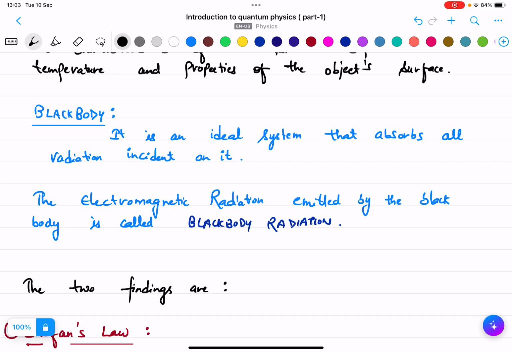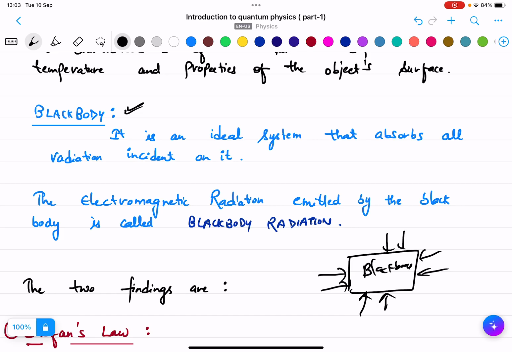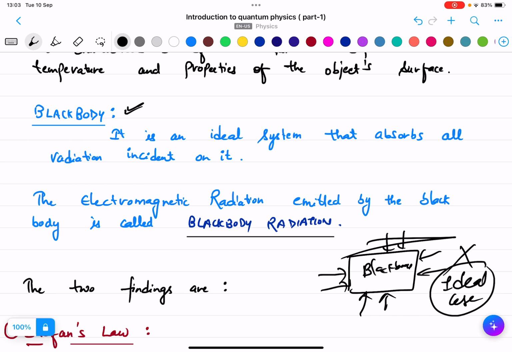What is a black body? Look here. It is an ideal system that absorbs all radiation incident on it. Suppose this is a black body here. Any radiation coming through, like this, here, anywhere, it absorbs all radiation incident on it. But this is an ideal case. Practically it is not possible. The electromagnetic radiation emitted by the black body is called black body radiation.